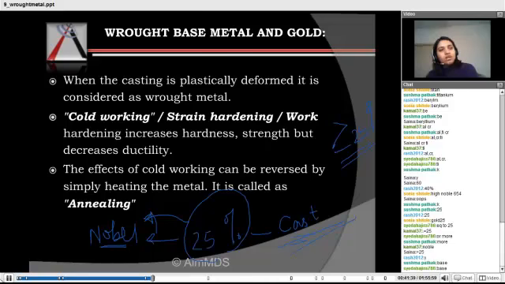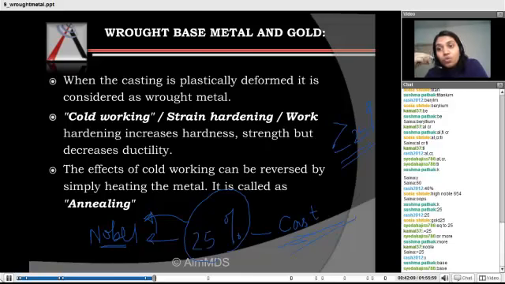Okay guys, so you all remember quite a bit of cast metals. Now let's move on to wrought base metal and gold. Okay, now you have that cast. Imagine a scene. You have a big square mold, and to this big square mold you have put your cast metal, like a biscuit. You have it in your hand, right? This is a cast metal.